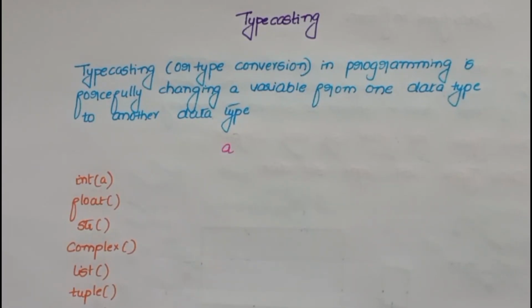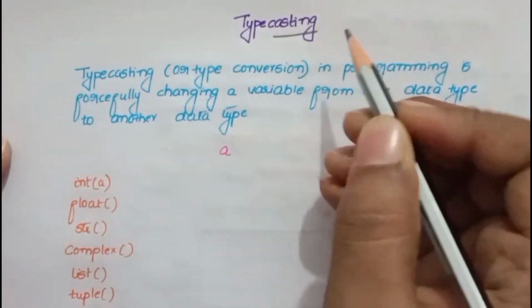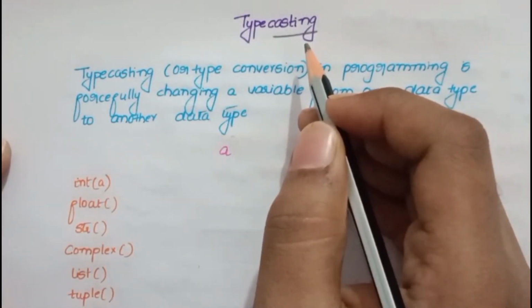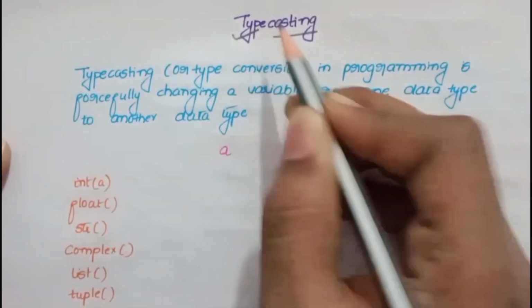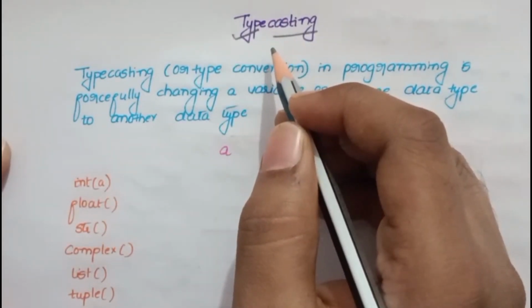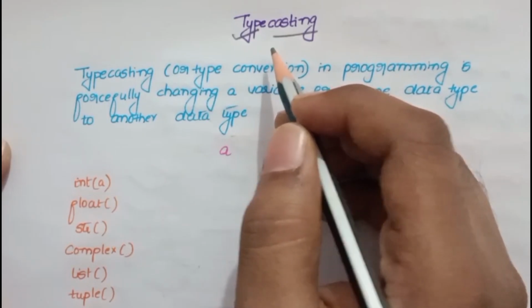In this video, we are going to discuss the typecasting concept. In the literal sense, casting means converting from one form to another form. Here, it is typecasting, meaning we are converting a variable's data type from one data type to another data type.